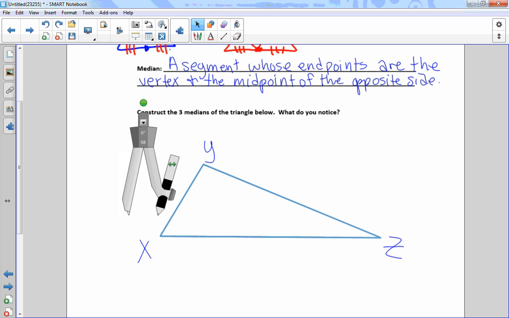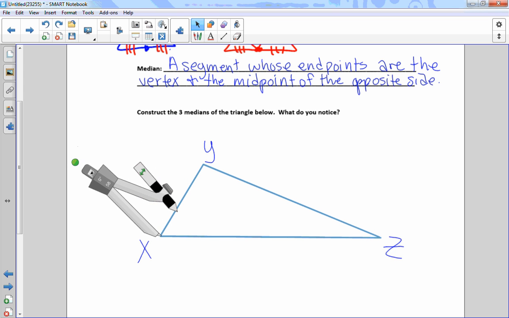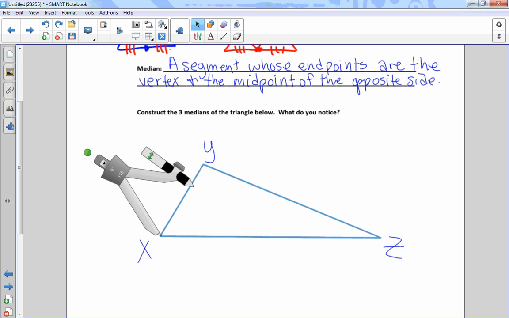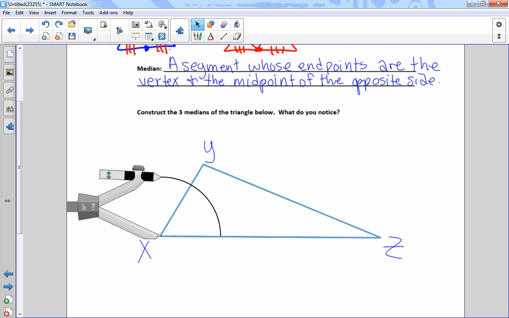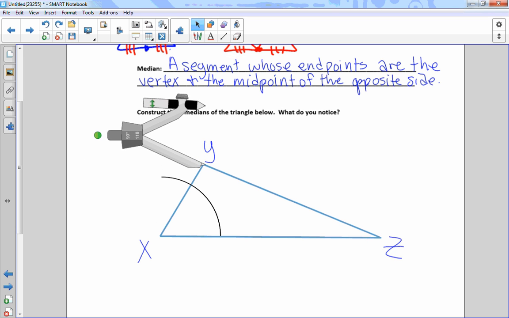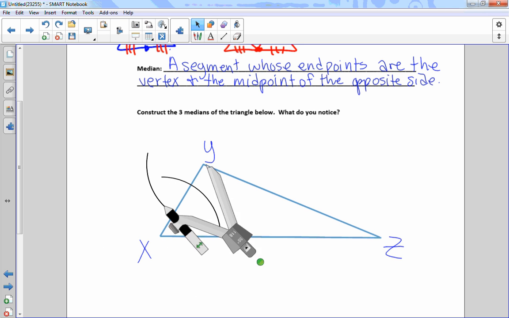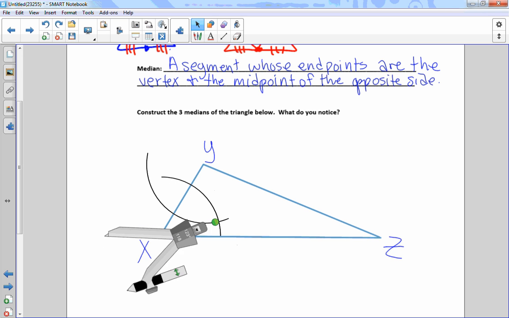On the X. Okay. A little bit more than halfway, and draw an arc. Then what? Keep the same width. Relocate it to Y. And this arc should intersect twice. Oh, looks like I didn't make my arc big enough on the first one.